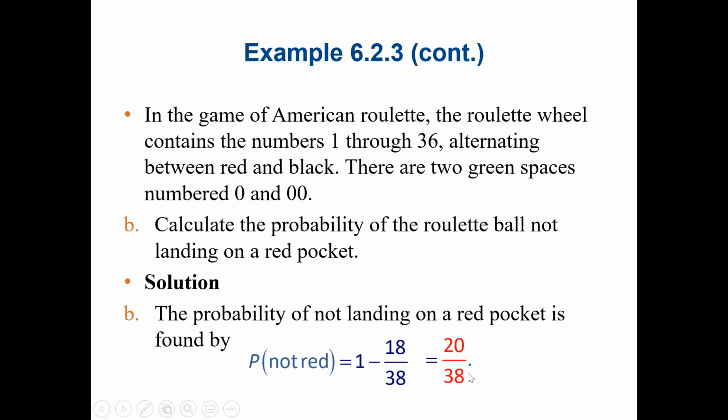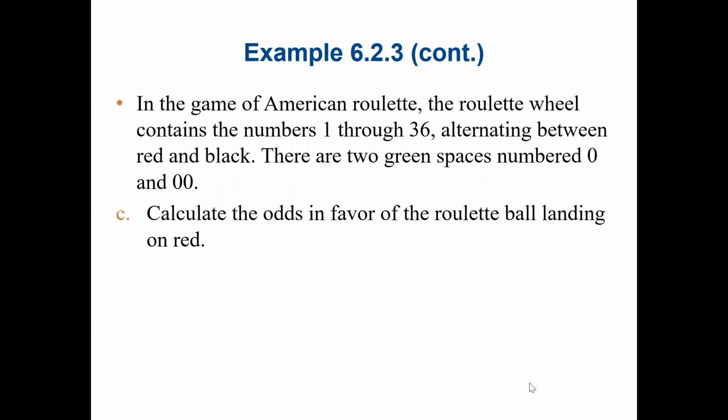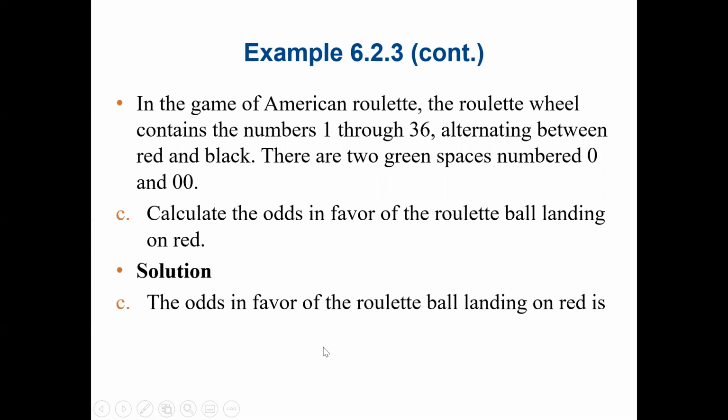So that gives us 20 over 38. Now C, calculate the odds in favor of the roulette ball landing on red. So in favor means the probability of the roulette ball landing on red divided by the probability of not landing on red. So the odds in favor of the roulette ball landing on red is probability of red divided by probability of not red.